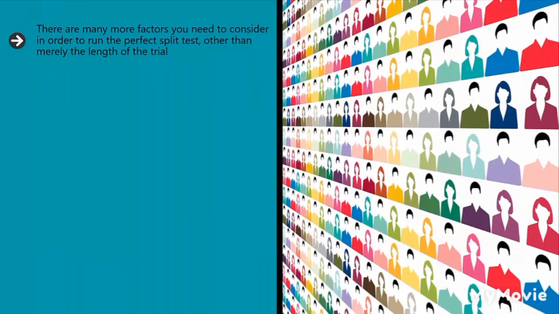Advanced strategies. There are many more factors you need to consider in order to run the perfect split test, other than merely the length of the trial. For example, where are your viewers coming from? How are they matched? To return to our metaphor of the scientific study, this is the same as ensuring that the samples are matched. In studies, it's always important to make sure that the participants in Group A are as similar to the participants in Group B as possible.